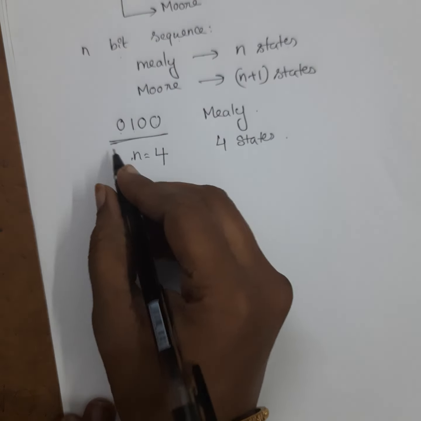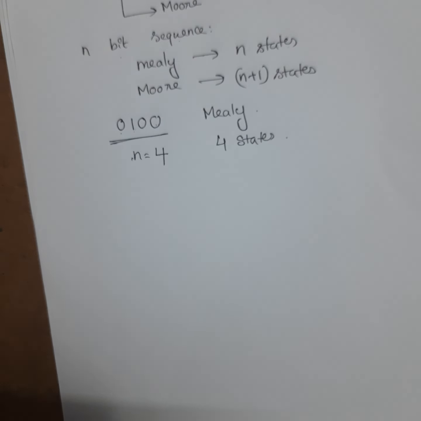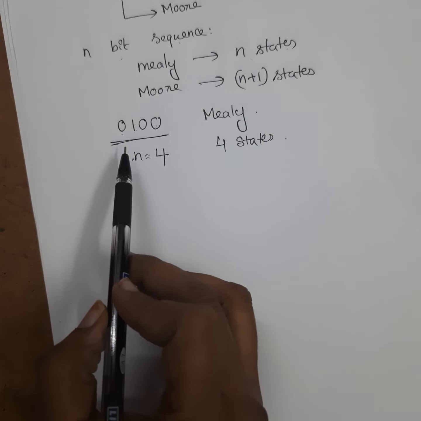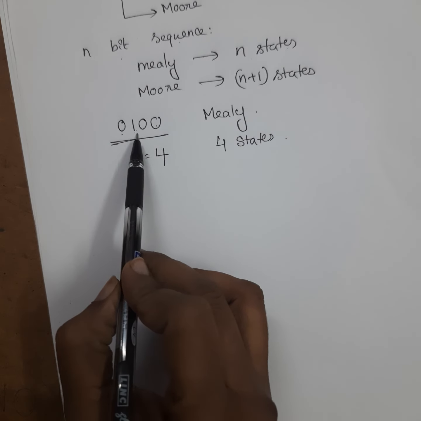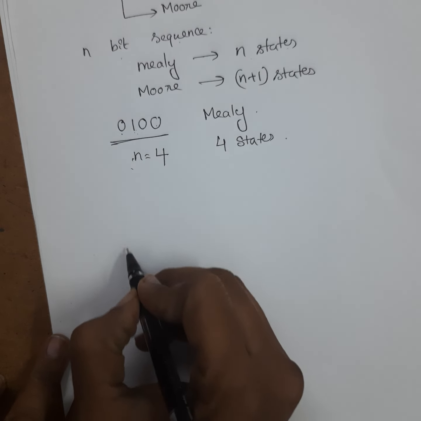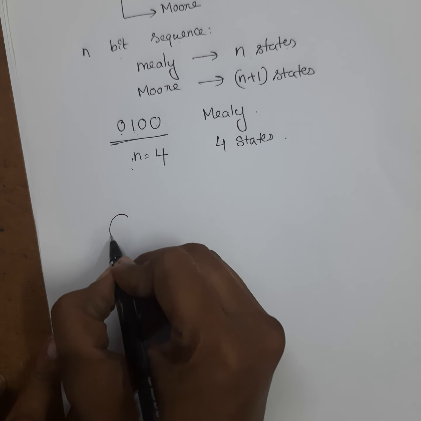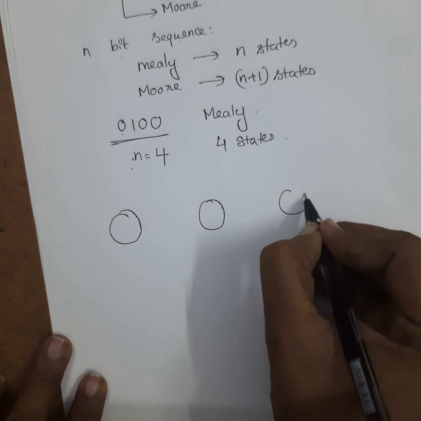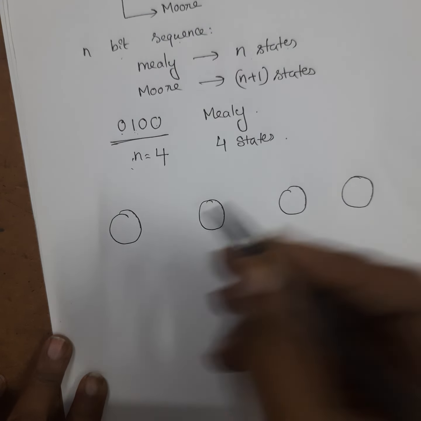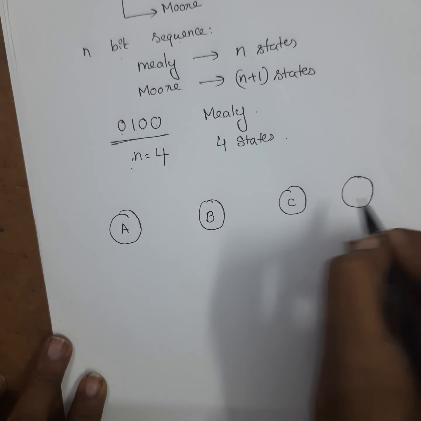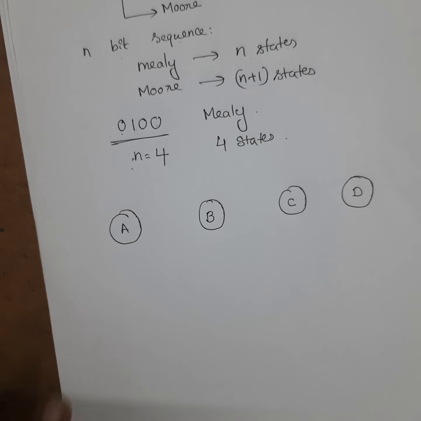Okay. So considering the problem, draw the state diagram of a sequence detector which detects 0, 1, 0. Here n is equal to 4. We are drawing 4 states, 1, 2, 3, 4, labeled as A, B, C, D.